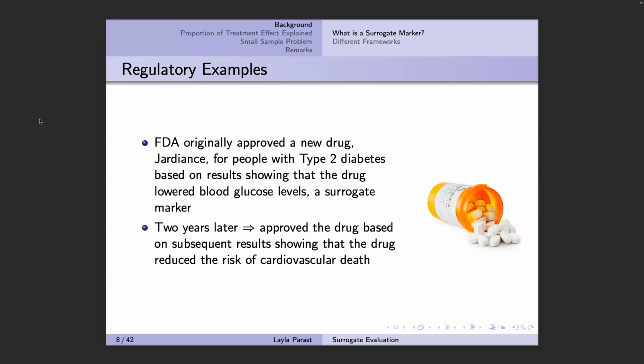And it's interesting if you watch the ad for Jardiance, which comes up on Hulu and Amazon and things like that, unless you don't have commercials. They will advertise both saying this drug reduces blood glucose and cardiovascular death. So I think it's interesting if you really watch some of these drug commercials that the advertisements will be advertising for reduction of the surrogate marker.